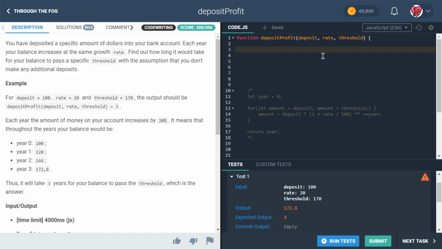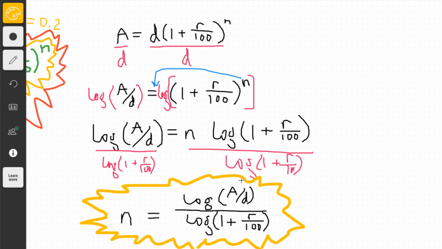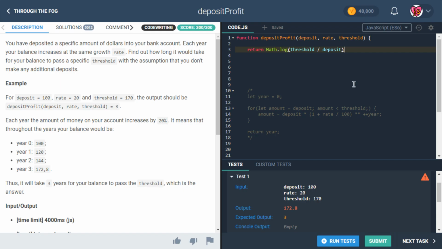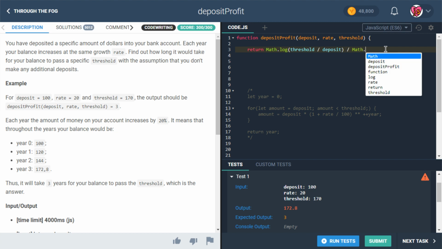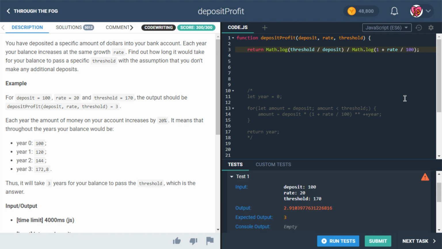Is everyone ready? Should we try this? Okay, let's get started. So we're going to do return math.log of threshold divided by deposit. That was the first part, and then the bottom was math.log of 1 plus rate divided by 100. So let's divide by math.log of 1 plus rate divided by 100. Let's try returning that and see what we get. That should give us our number, right?